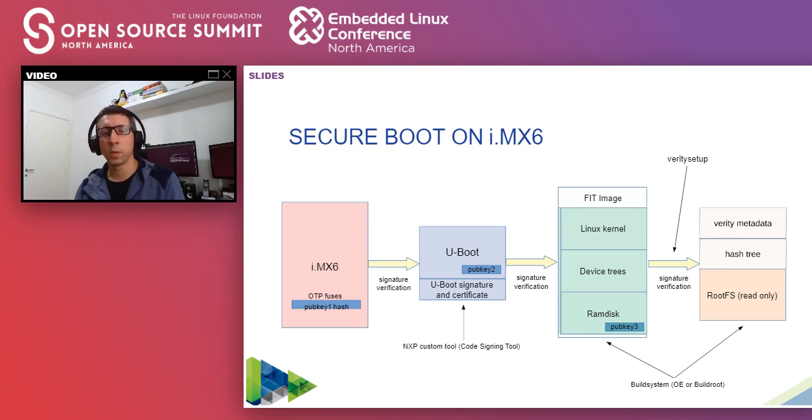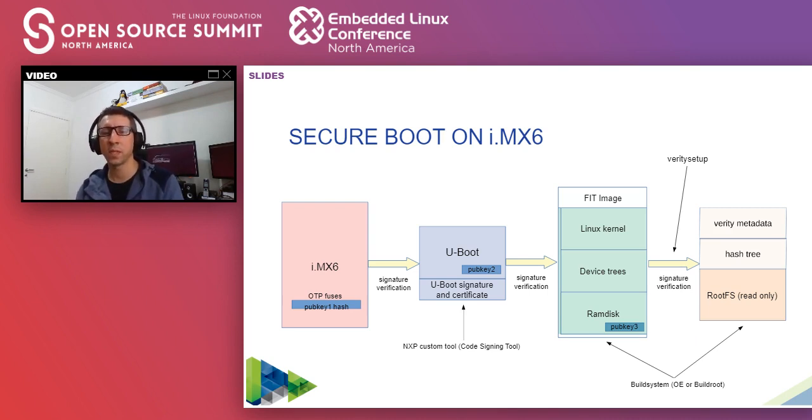And the bootloader is going to have the public key of the Linux kernel. When we implement secure boot on Linux, we usually use an image format called FIT image. The FIT image is basically a container of images with hashes and signatures, so we can add any kind of image with any kind of signature. And U-Boot is capable of opening the FIT image, extracting the images inside this container, and checking the signature of each image.